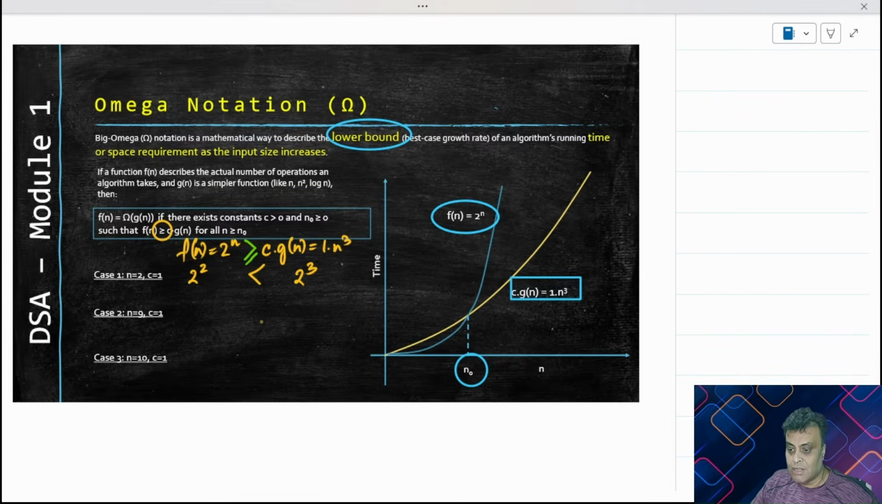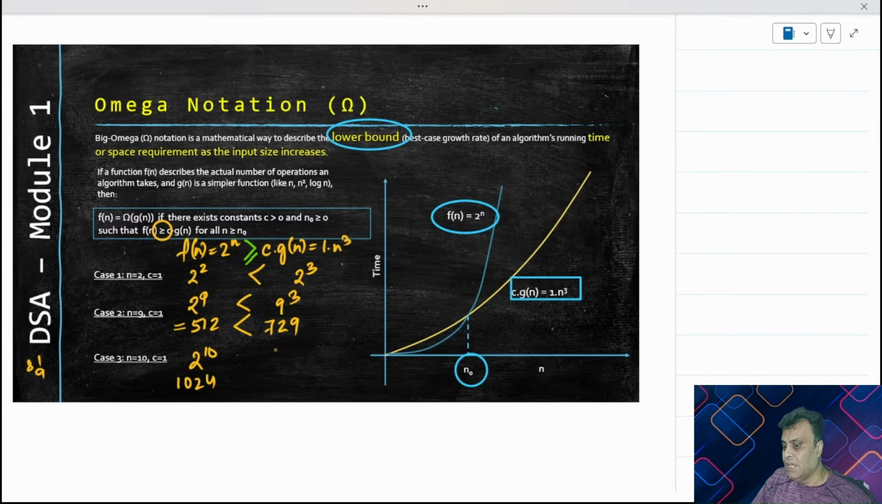We have to go further with n. So let us take n as 9. If we take n as 9, this becomes 2 to the power 9, which is evidently 512. And if we take c dot Gn, 1 n cube, this is 9 cube. So 9 cube is 81 multiplied by 9, which is probably 729, somewhere around that. So this still is less. Now let us take n equal to 10. So 2 to the power 10. 2 to the power 10 is what? 1024.